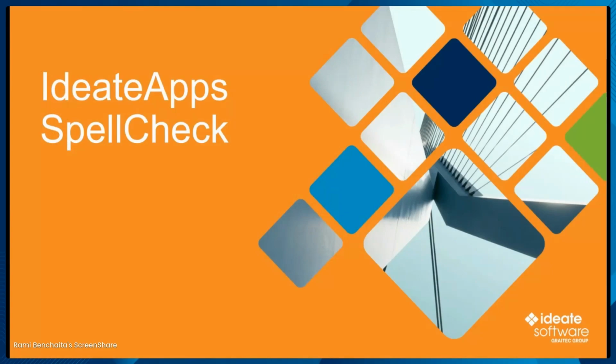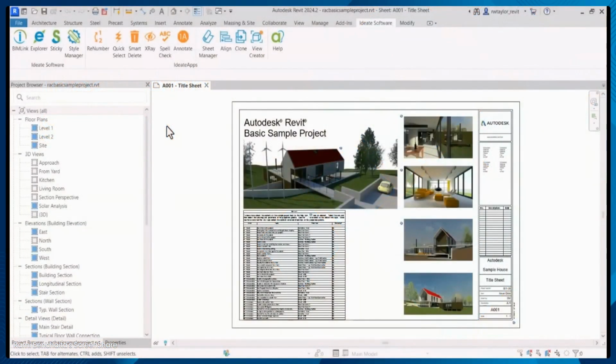All right, so the next tool is Ideate Spell Check. Ideate Spell Check checks the spelling in all views, legends, schedules, and sheets. It also lets you define the range of views to check the spelling compared to Revit, which is only limited to checking one active sheet at a time. So it is really not a good practice to skip spelling errors that can contribute to miscommunications, and it also produces a lack of confidence by your customers.